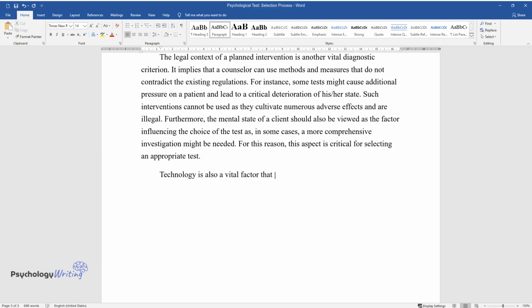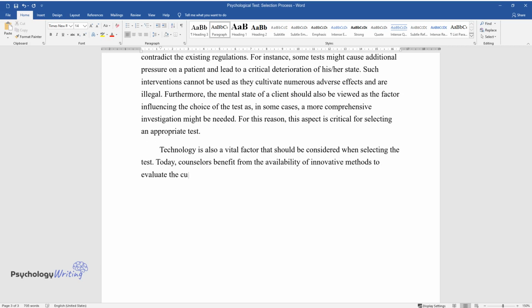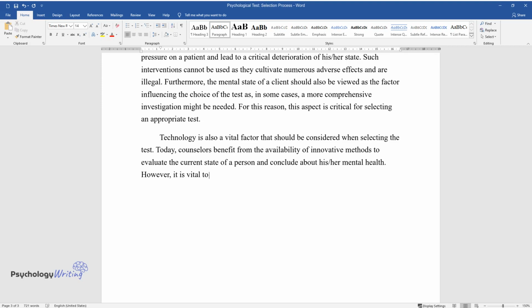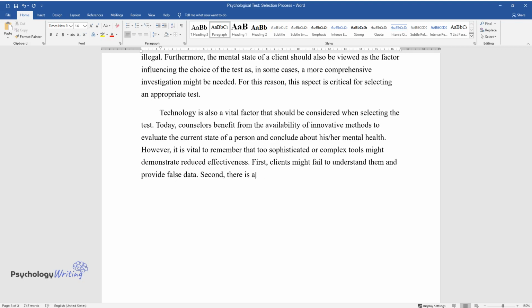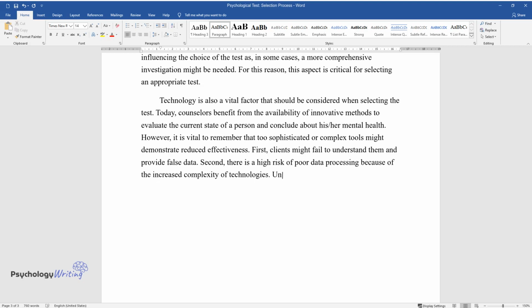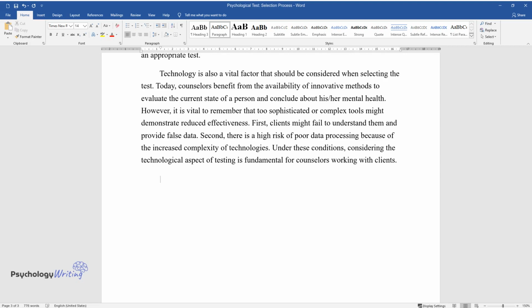Technology is also a vital factor that should be considered when selecting the test. Today, counselors benefit from the availability of innovative methods to evaluate the current state of a person and conclude about his/her mental health. However, it is vital to remember that too sophisticated or complex tools might demonstrate reduced effectiveness. First, clients might fail to understand them and provide false data. Second, there is a high risk of poor data processing because of the increased complexity of technologies. Under these conditions, considering the technological aspect of testing is fundamental for counselors working with clients.